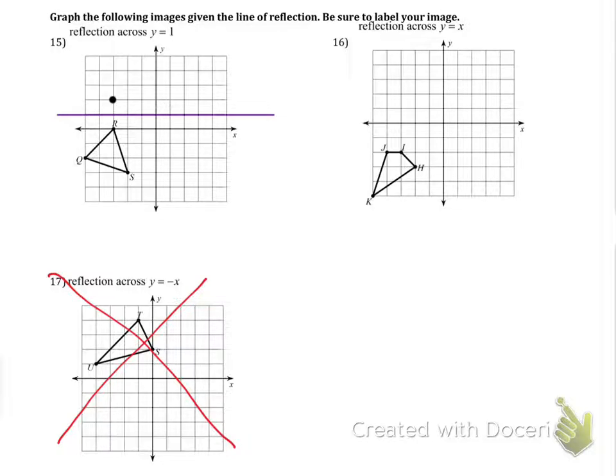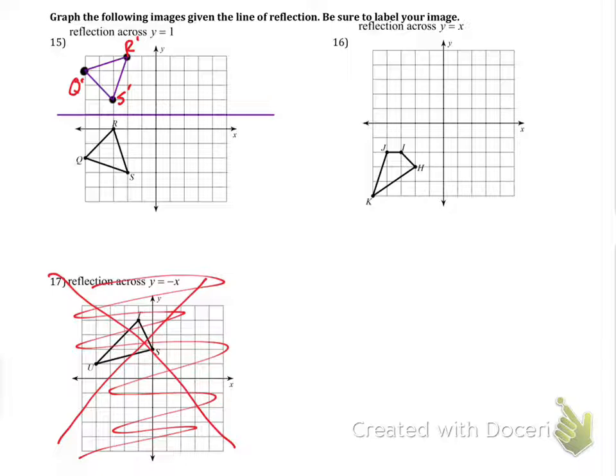Q is 1, 2, 3 away from that purple line, so it'd be 1, 2, 3 on top of it. And then S is 1, 2, 3, 4, so it'd be right there. Then I would just graph it, and make sure you label it: Q prime, R prime, and S prime, and that's it. We're not going to do 17, so don't worry about that. And I believe we didn't do y over x, so don't worry about 16 either.